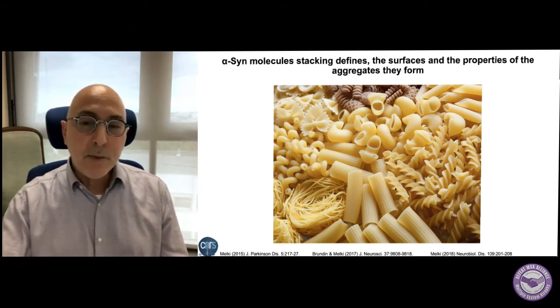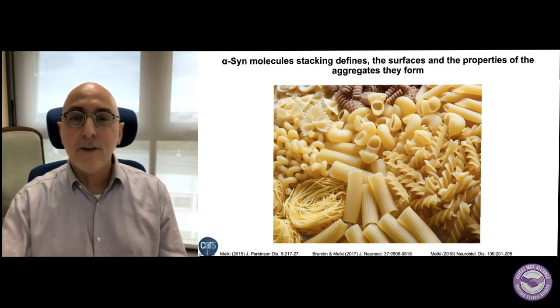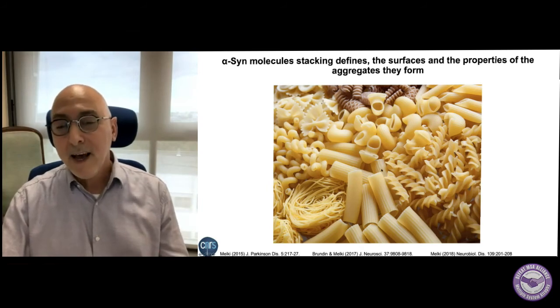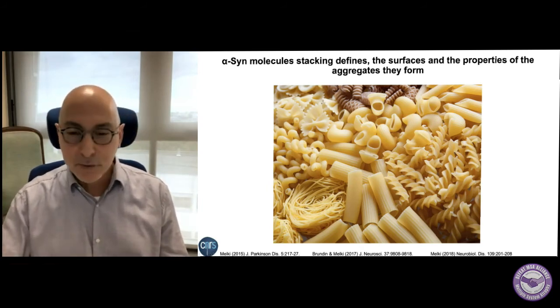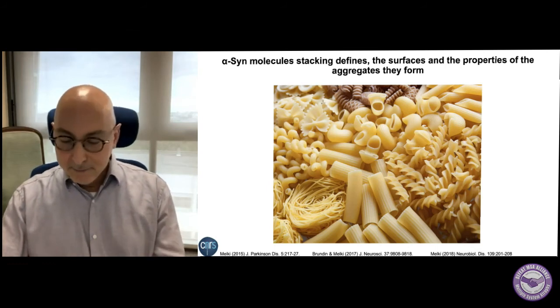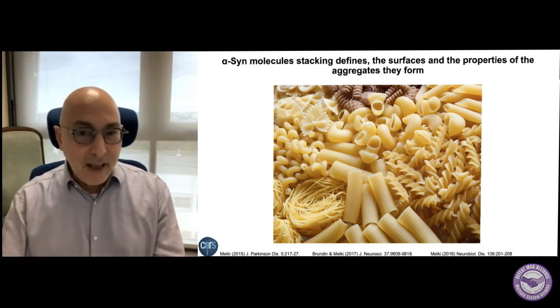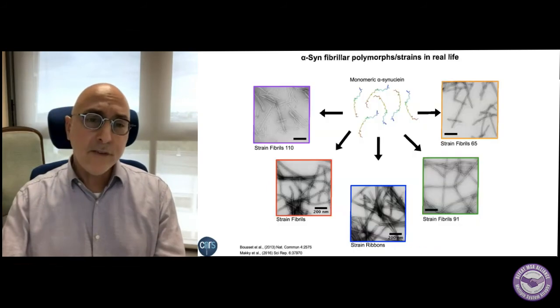And the shape of pasta is very important because the shape defines how the pasta interact with, for example, tomato sauce or your preferred sauce. In other words, for example, cells. So all this is theory.